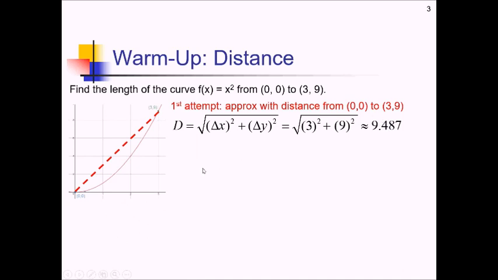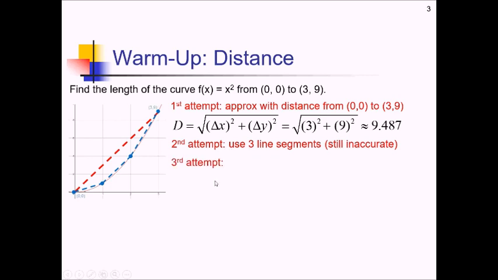So how could we do better? Well, as a second attempt, we might try drawing more line segments. Maybe make 3, like a segment from here to here, another segment from here to here, and another segment from here to here. And if you found those each individually and added them together, then you've got a more accurate answer. But still not quite accurate, right? So how could we do even better? Well, kind of going along this path, what if we used an infinite number of tiny line segments?